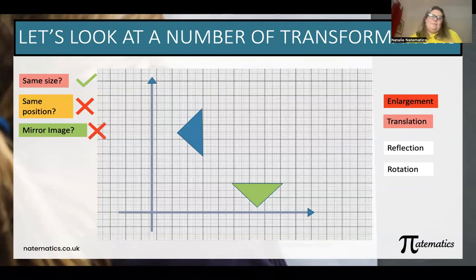Now, is this a mirror image? I've actually said no, but having said that, I'm just going to look at this now.